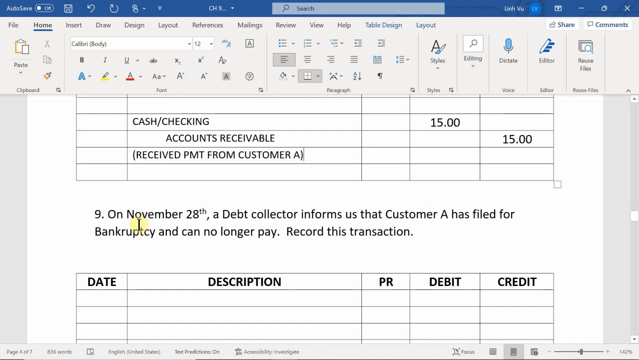Number 9 says that on November 28th, a debt collector informs us that customer A has filed for bankruptcy and can no longer pay. Record this transaction.